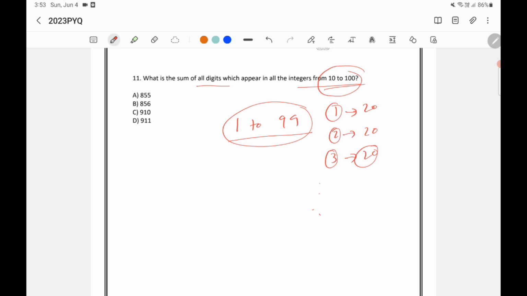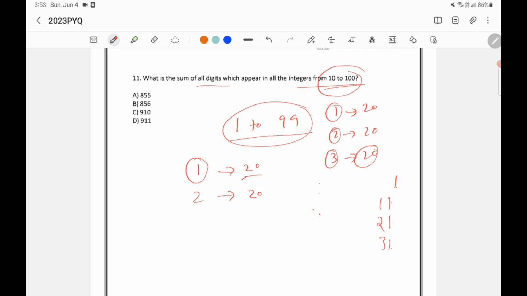Okay. So from 1 to 99, you know that the digit 1 will come 20 times. Digit 2 is coming again 20 times. This you actually have to learn by heart. If you want to know how this one is coming 20 times, you can try this: 1 is there, 11 is there, 21 is there, 31 is there. In this, all these ones are coming. Just calculate it, you will get 20. Or you can go and watch the lecture on number system.